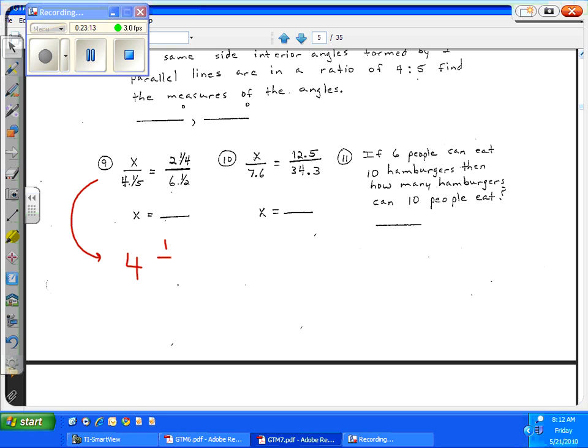On number 9, don't forget how to change this into a mixed numeral. You're going to have 4 times 5 is 20 plus 1 is 21 over 5. So you're going to have x over 21 over 5 is equal to 2 times 4 is 8 plus 1 is 9 over 4. 6 times 2 is 13 plus 1 is 14 over 2.